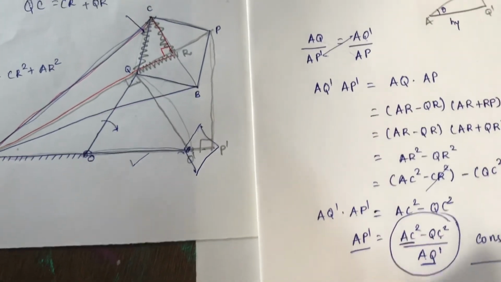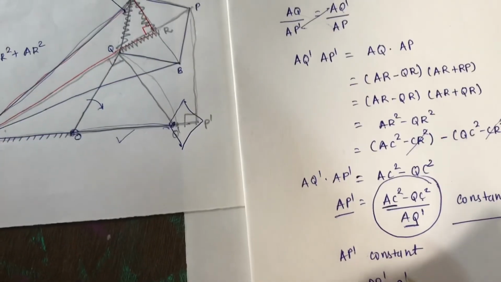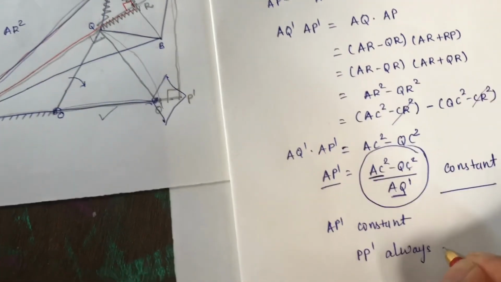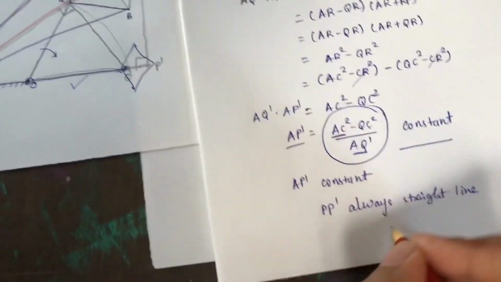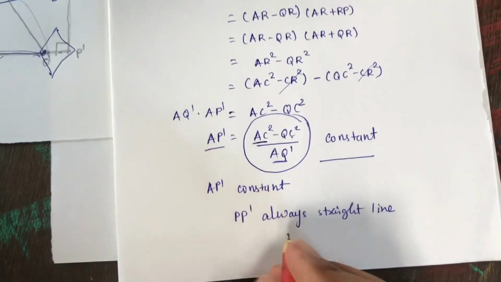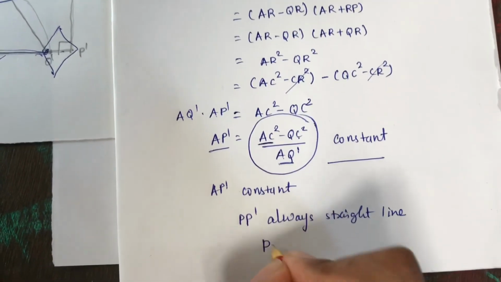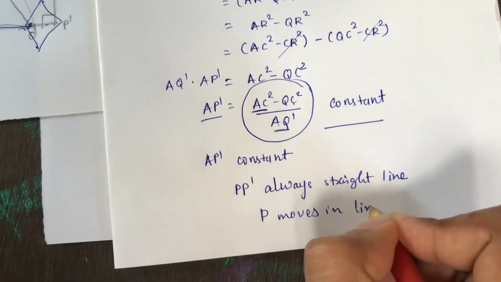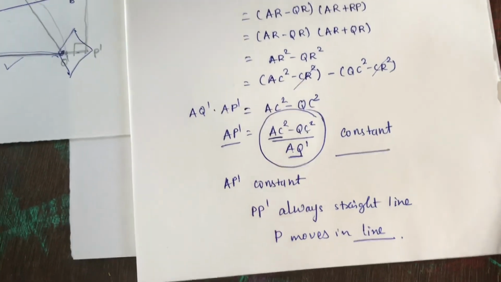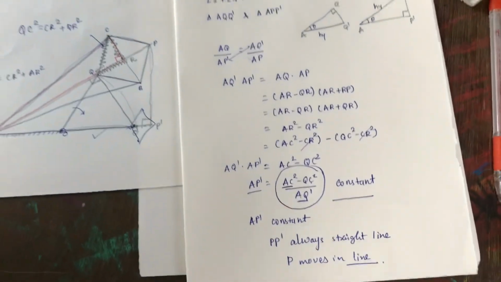So we can say that PP dash is always a straight line. From this we can write that P moves in one line, a straight line, an exact straight line. So this one is the Peaucellier mechanism.